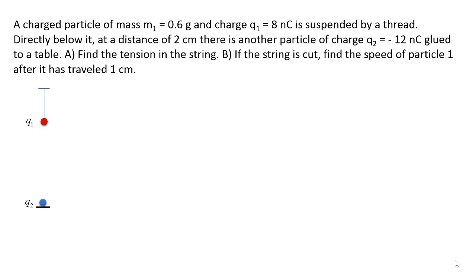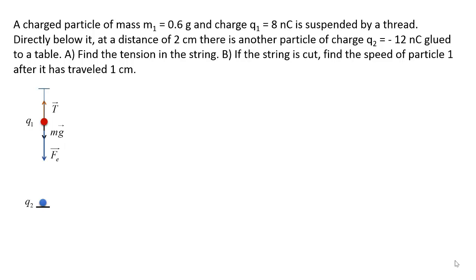For that, let's first draw all the forces acting on charge Q1. We have the force of gravity oriented vertically down. We have Coulomb force of attraction between charge 1 and charge 2, also oriented vertically down. And in the string we have the tension force oriented vertically up along the string.